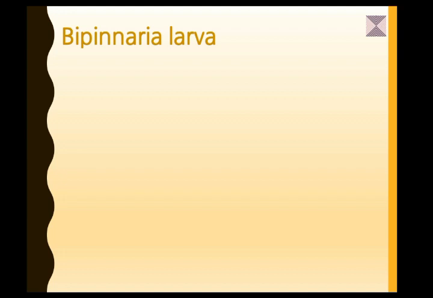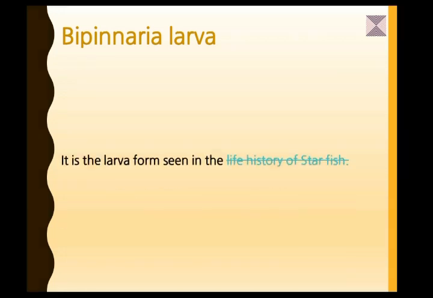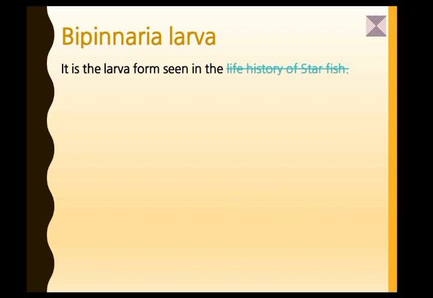Now students, we are going to the Bipinnaria larva. So after Dipleurula, we have Bipinnaria. The Bipinnaria larva is very close to the Dipleurula form, and it is also considered to be the early Dipleurula, or you can say vice versa. It is a larval form which is seen in the life history of the starfish. As we have gone through the Asterias in our BScs, there also we studied the Bipinnaria larva.